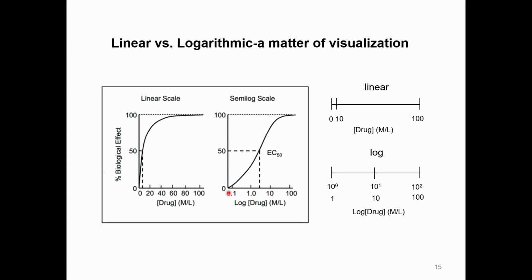But here we've log transformed, and so you can see that there's a 10-fold difference between each of the tick marks. So 1 is 10 times larger than 0.1, and 10 is 10 times larger than 1, and 100 is 10 times larger than 10. So each log scale difference, order of magnitude, is 10-fold.